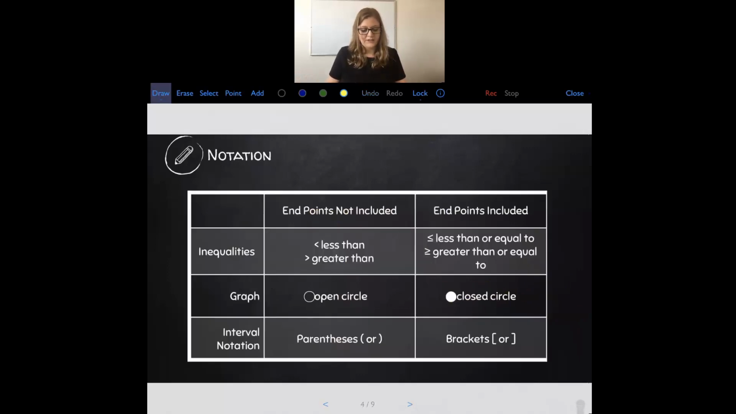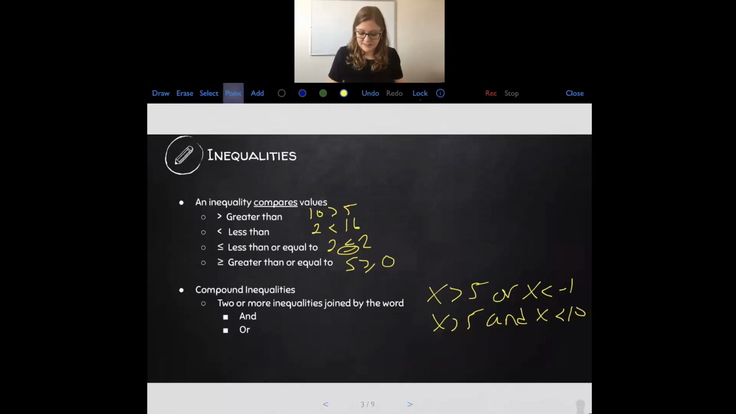Some important notation. So I have this table here. Make sure you copy it into your notes or take a picture of it. We'll definitely be referring to it in the examples. The way that it works is with inequalities, we have endpoints. So for instance, going back to the previous slide, 5 would be an endpoint of x greater than 5, -1 would be an endpoint of x less than -1, and so on.